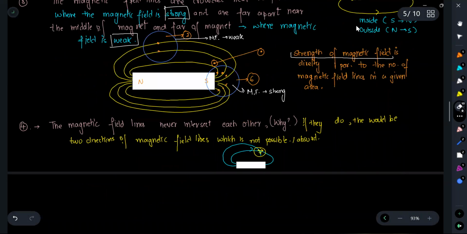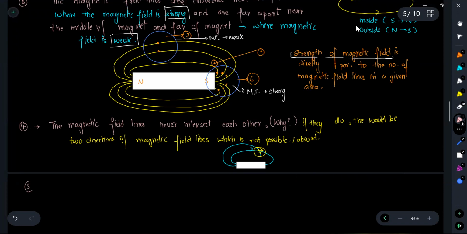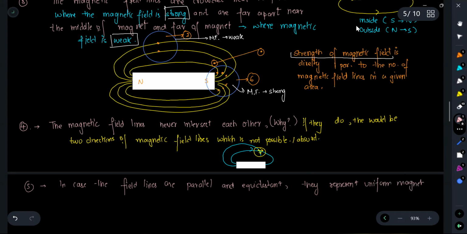And last point, which is the case of parallel magnetic field lines. In case the field lines are parallel, they represent an equidistant, comma, they represent uniform magnetic field.